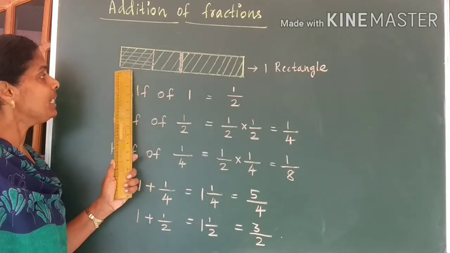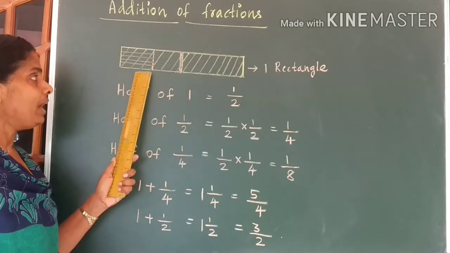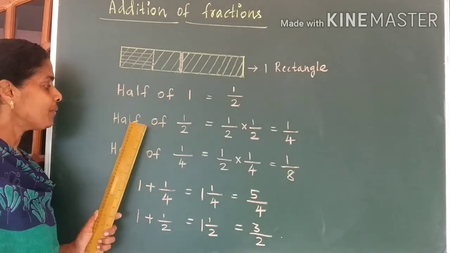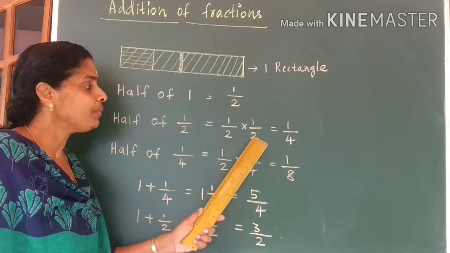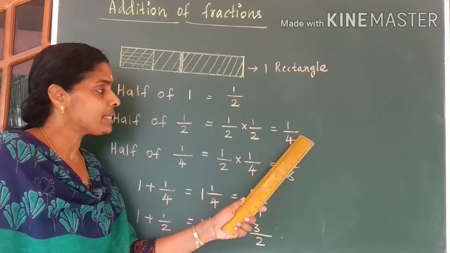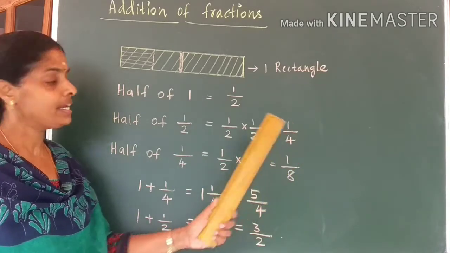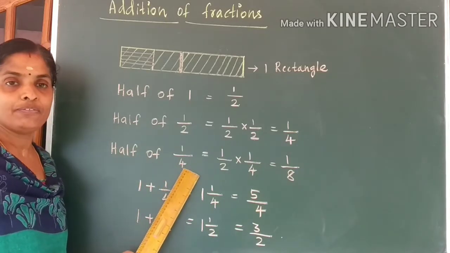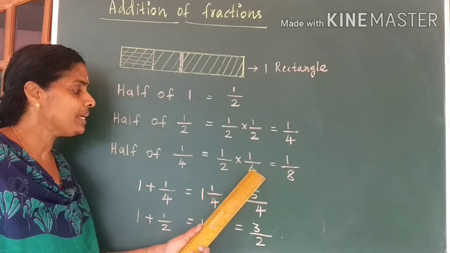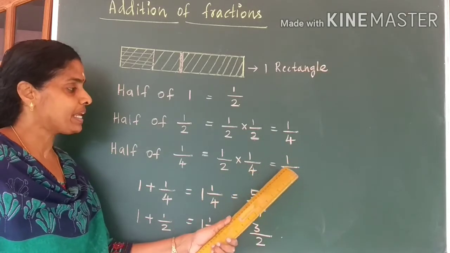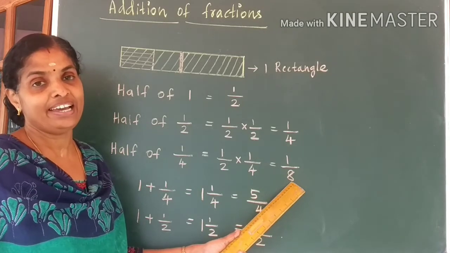Again, when you divide this half portion into half, what do you get? You get half of half. That means 1 by 2 into 1 by 2, which is equal to 1 by 4. Suppose you find half of 1 by 4, what do you get? You get 1 by 2 into 1 by 4, which is equal to 1 by 8. Hope the idea is clear.